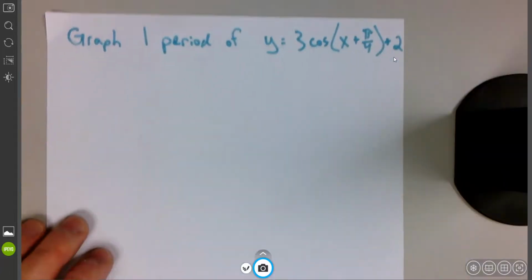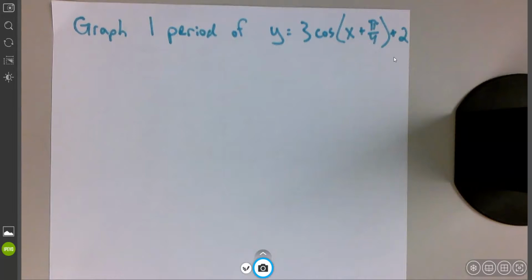All right. So before I give you the stamp, and if you looked at the stamp, that's okay. Why don't you try this problem? Graph one period of this. Hit pause, go through the steps, see what you can come up with, come back, and I'll run us through it.